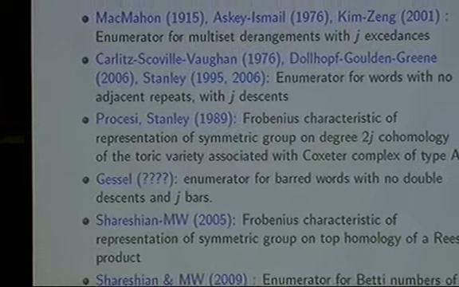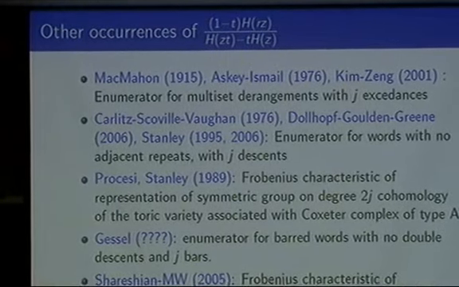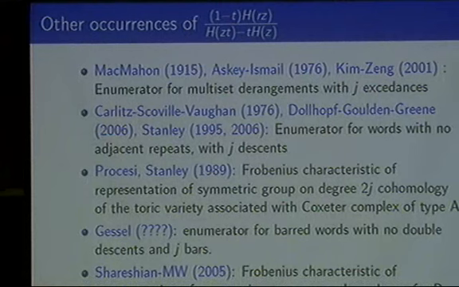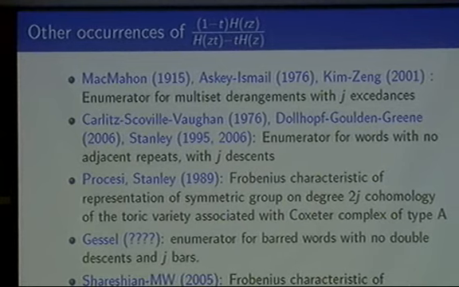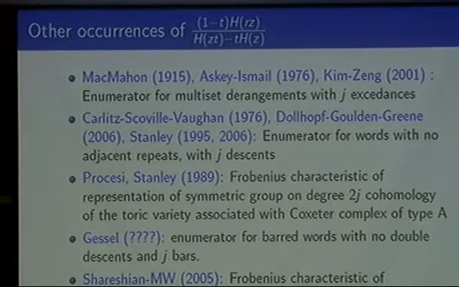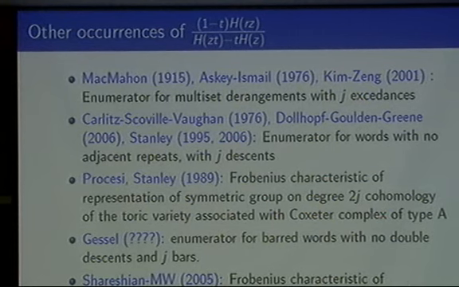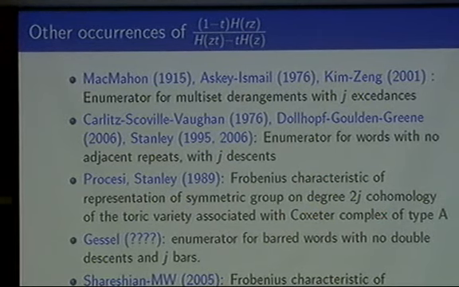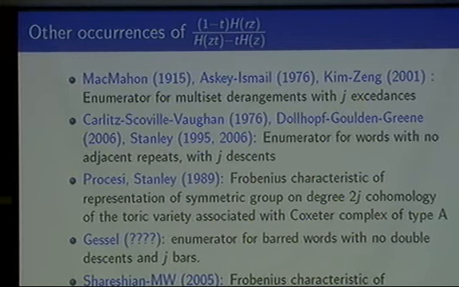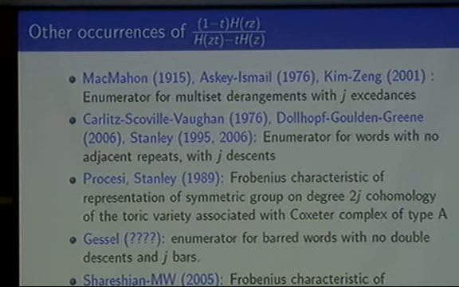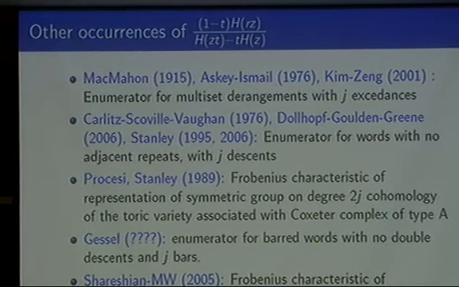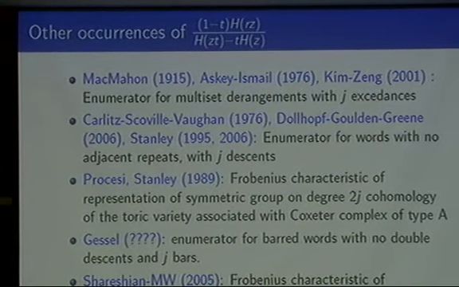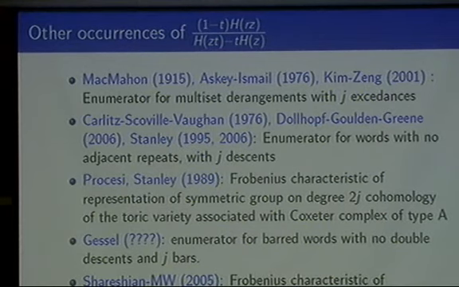this expression when r is 0, and actually t is 1, appeared in work of McMahon, and later Askey and Ismail. McMahon was just counting multiset derangements, and then Askey and Ismail counted multiset derangements with J exceedances. I'm going to be talking about this also in my next talk. And Dang-Soo Kim and Zhang have studied this problem also.